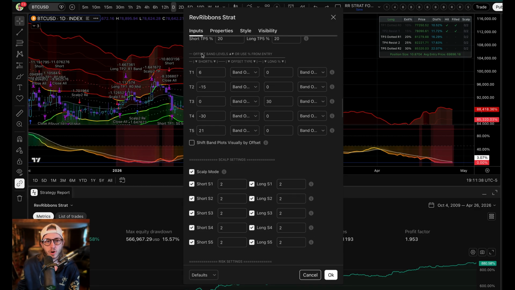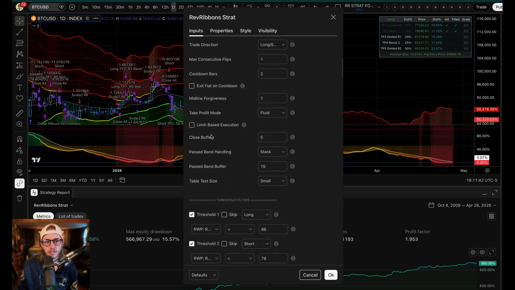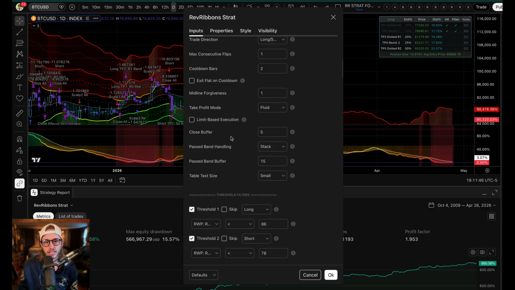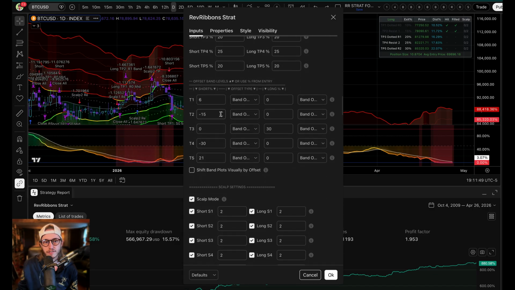Moving on to our offset band levels. Opposed to the close buffer, which applies to all bands, though slightly differently, you now have the ability to micro-focus on each band and slightly move them towards or away from price action. And you have the ability to do this long versus short. Now, again, this is not a hard percent.